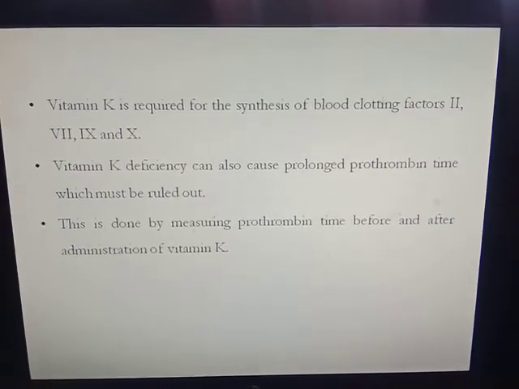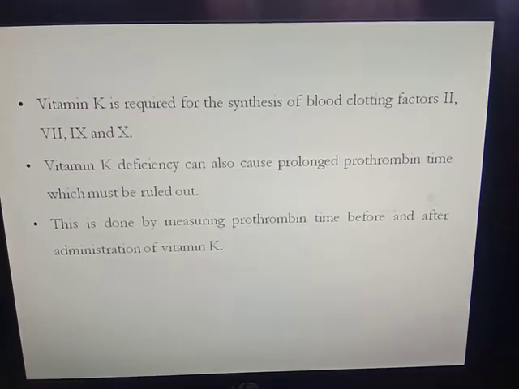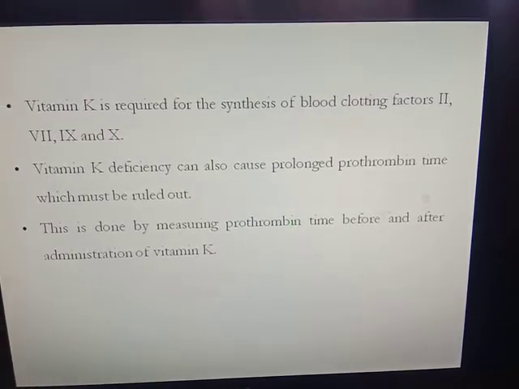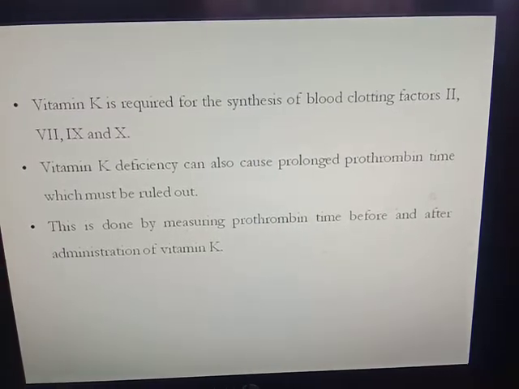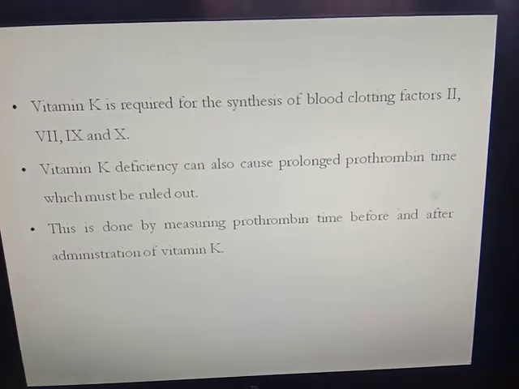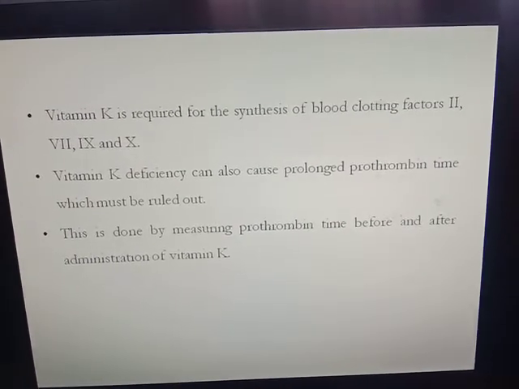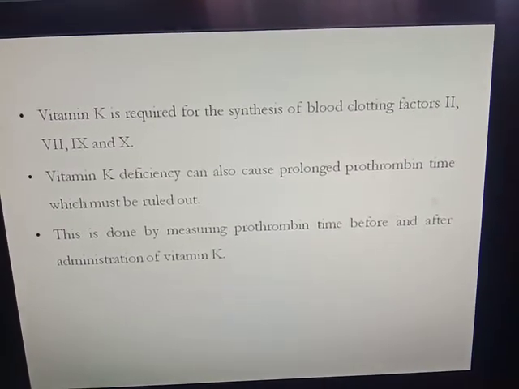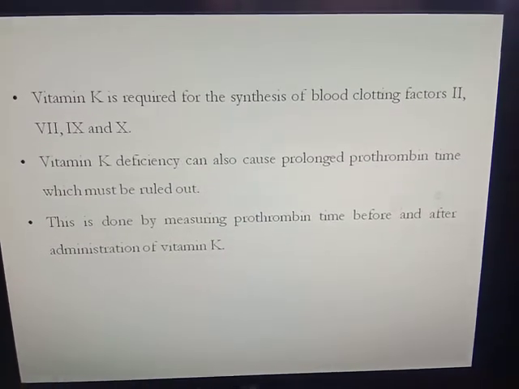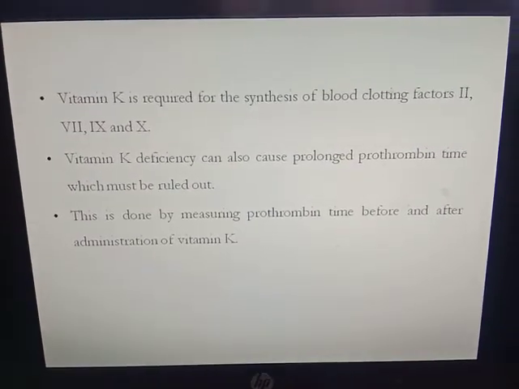So vitamin K deficiency can also cause prolonged prothrombin time, which must be ruled out. This is done by administration of a vitamin K injection and assessment of prothrombin time before and after the administration of vitamin K. If prothrombin time becomes normal after administration of vitamin K, it indicates that liver function is normal, and the prothrombin time was increased because of deficiency of vitamin K. But if after administration of vitamin K prothrombin time is still increased, it indicates a problem with liver function.